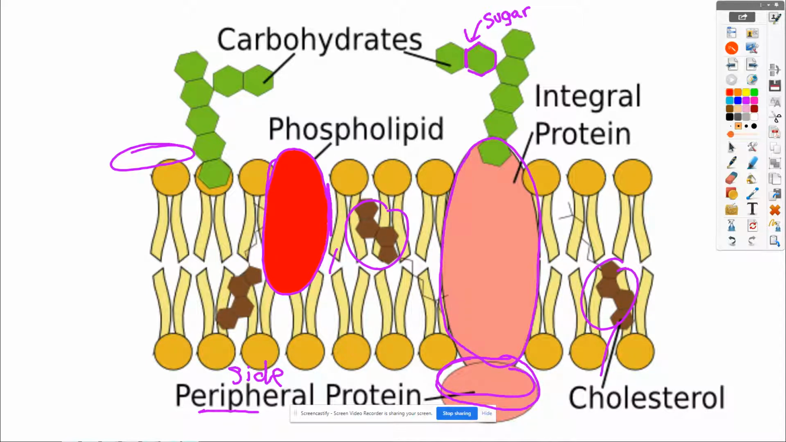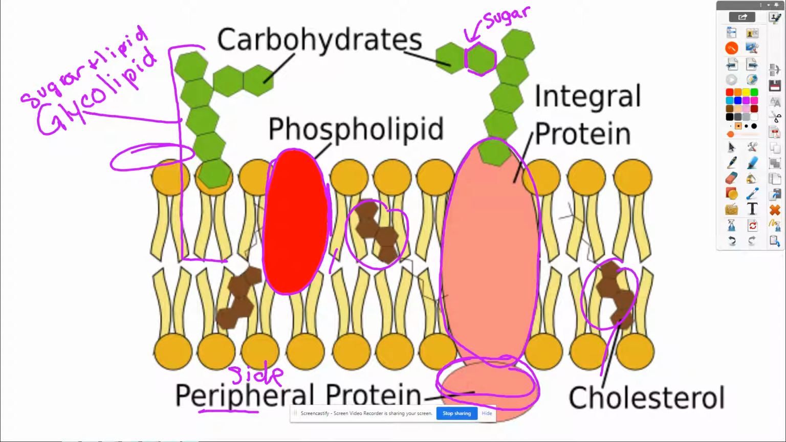Now, another thing I want you to look at is these carbohydrates are attached to something. So when a carbohydrate is attached to a phospholipid, this is called a glycolipid. Now, glyco means sugar, so it's a sugar plus a lipid.